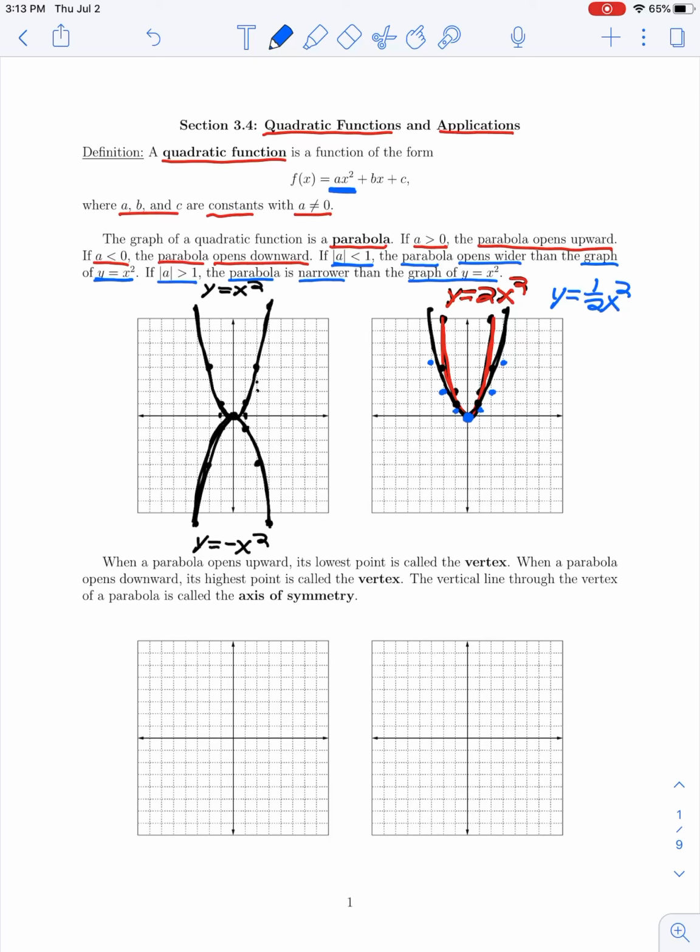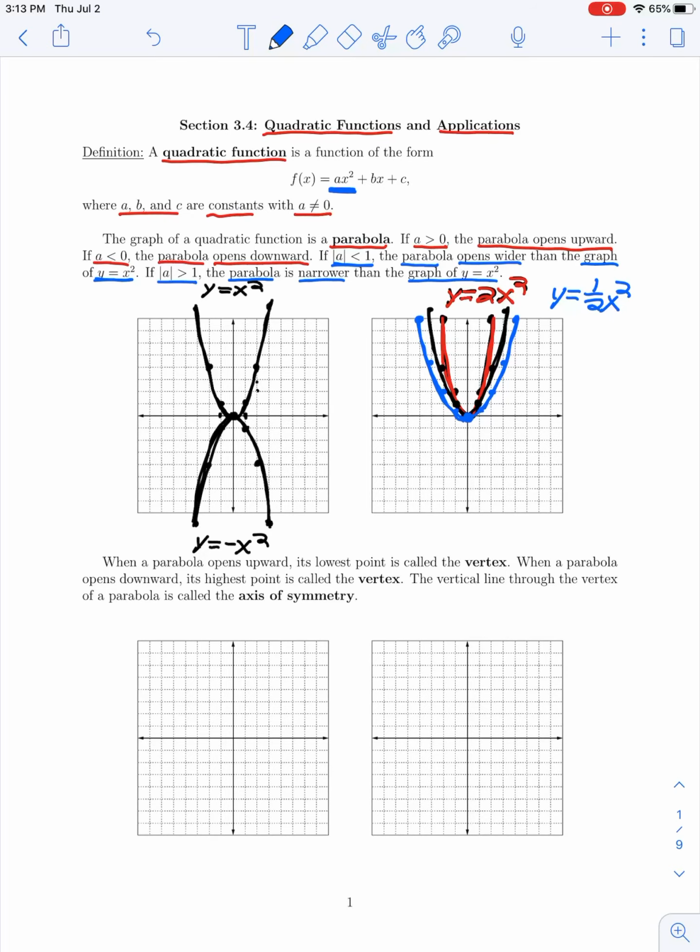When x is equal to 4, we would have 4 squared is 16, and then half of that would be 8. So we have a parabola that looks something like this. It opens a little wider than the graph of x squared.